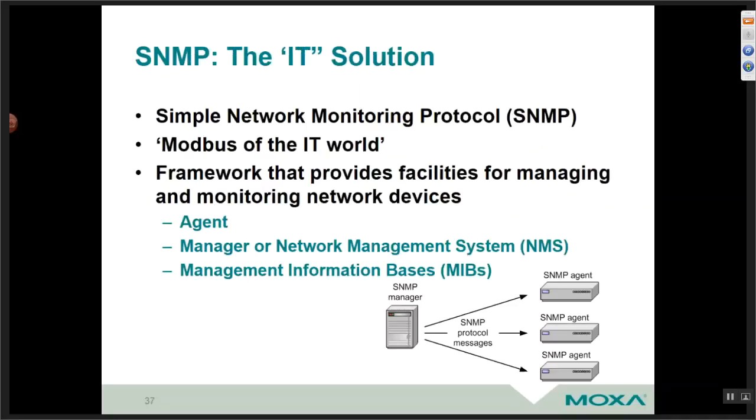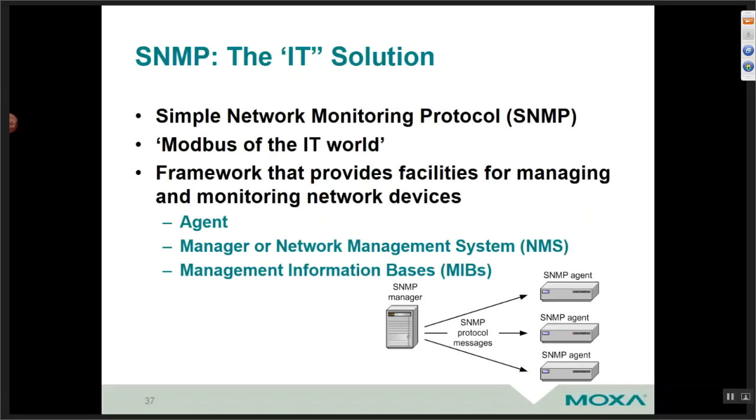So one of the most common ways is to use what's called SNMP. Paul talked about it very briefly earlier. It stands for Simple Network Management Protocol. It's also known as the Modbus of the IT world. SNMP is a way to manage devices on the network, and these can be things like PLCs, HMIs, and Ethernet switches, and typically there is software that will be able to do all this management for you.